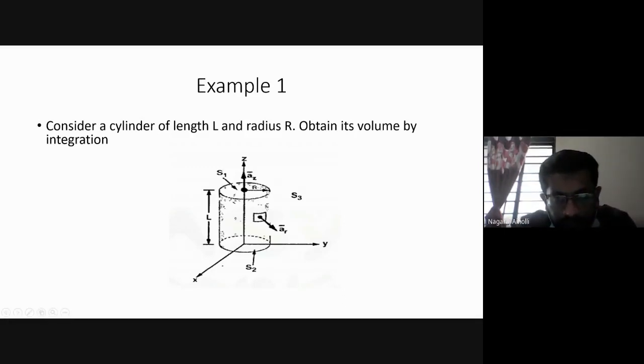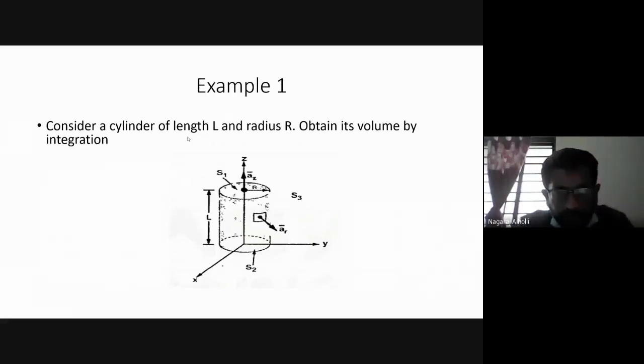So this is the top surface. First we find the area of the top surface. Then we find the area of the bottom surface. Is the area of the bottom surface the same as the top surface? Yes, because both are parallel, and it is a cylinder. And then next we find the curved surface area.